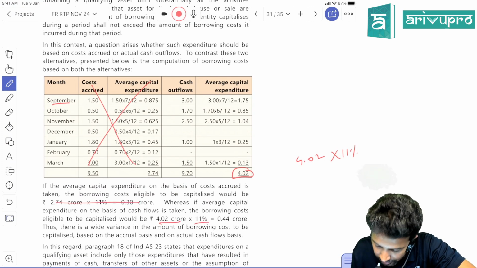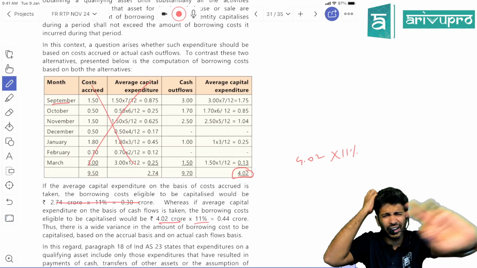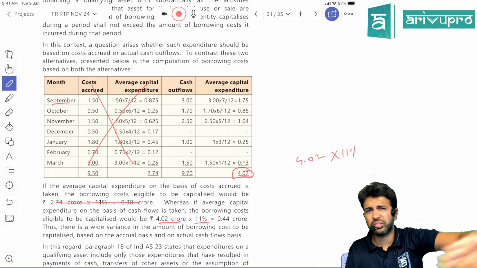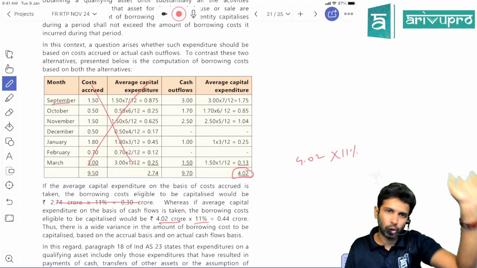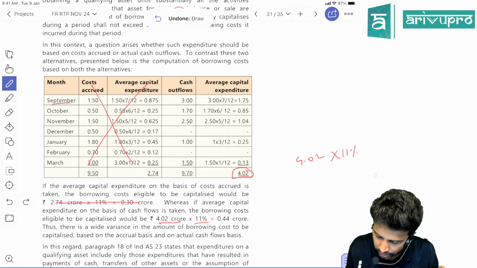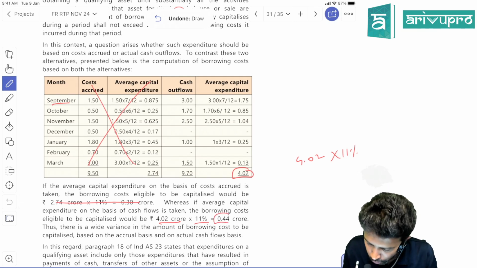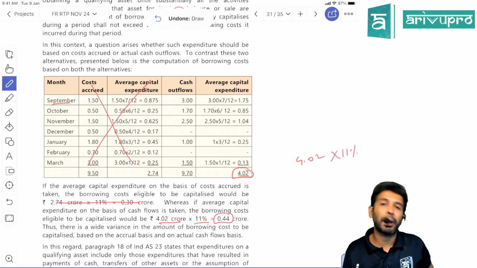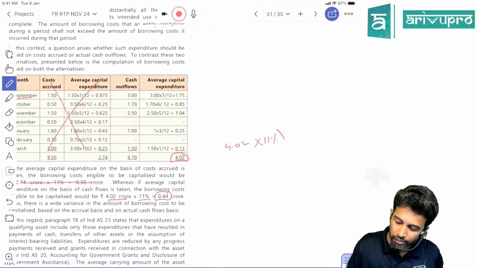4.02 crore. This is irrelevant. Don't write all that. We can write a one-liner: that borrowing cost capitalization is based on payment basis and not accrual basis. Write that, and the extra data you can cut off. So 4.02 crore into 11% if you do, you'll get 0.44 crores. That is the borrowing cost you can capitalize. This is one way of presentation.